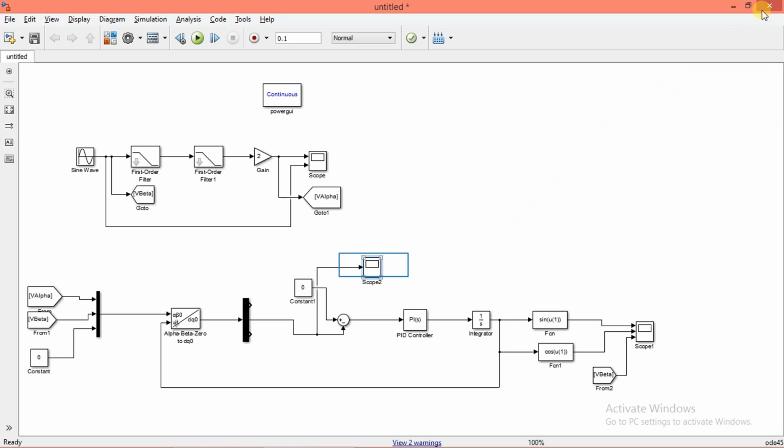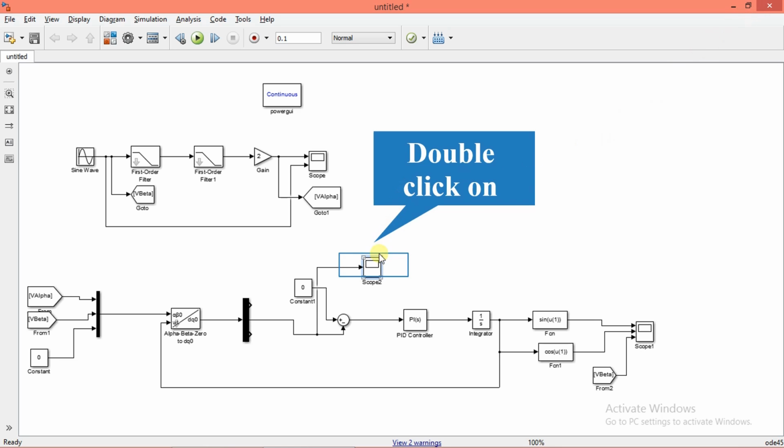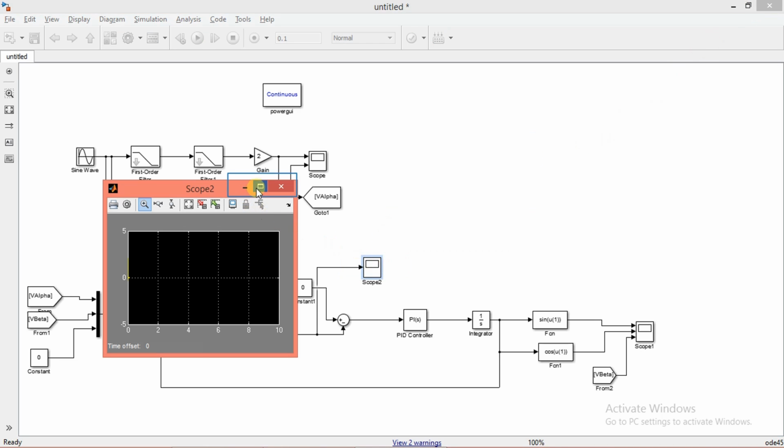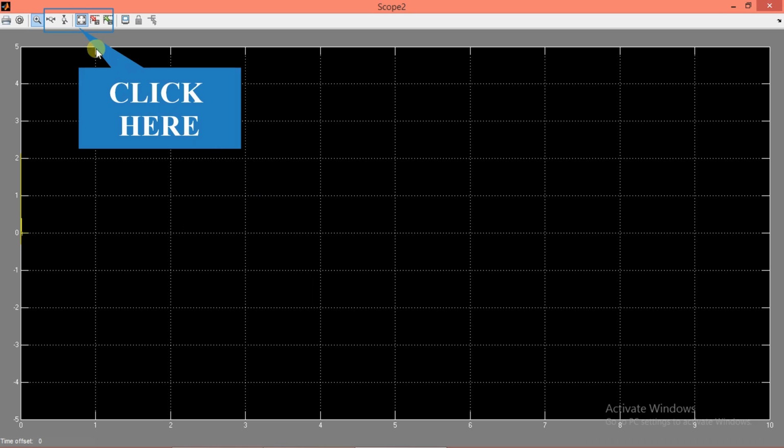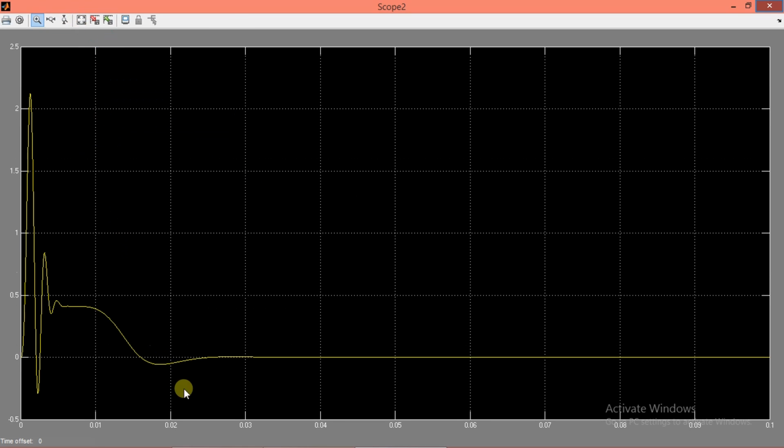Now we shall look at the Q value of the voltage. To see that, open the scope. The reference Q value was 0, and the actual value we are getting is also 0. So the PI controller is working fine.